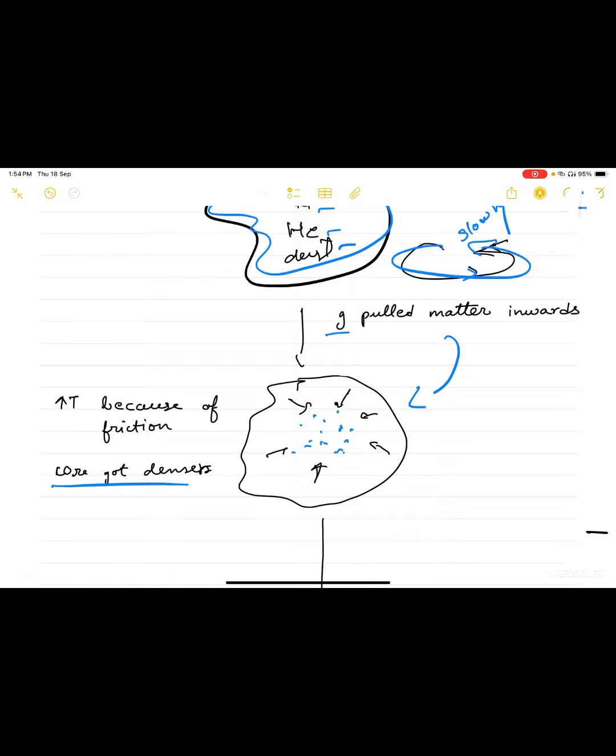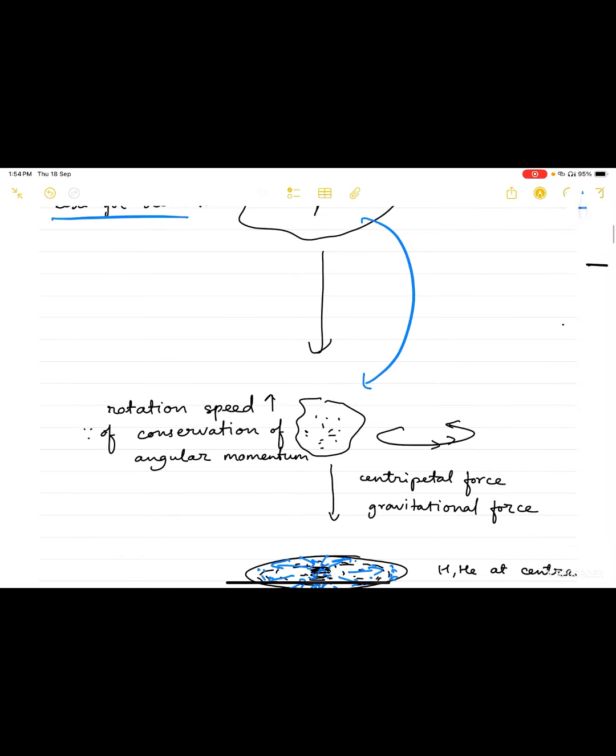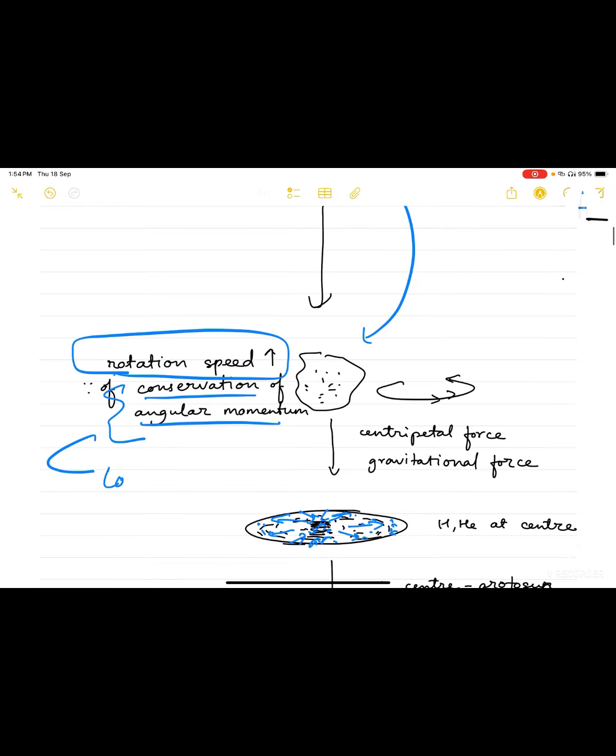As matter was colliding with each other, and due to friction, the temperature started rising. As the cloud got smaller, in order to conserve angular momentum, the speed of rotation increased. The conservation of angular momentum here was explained by Laplace.